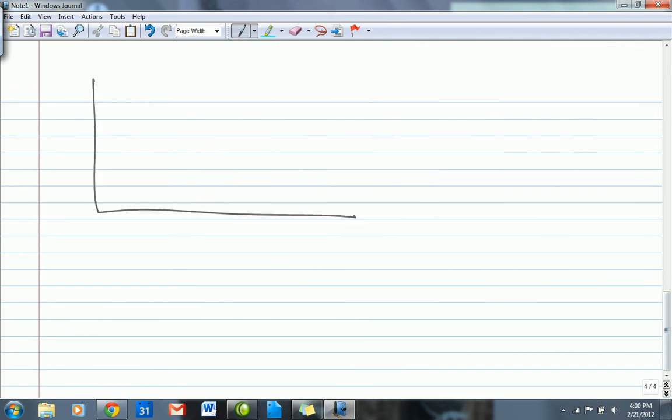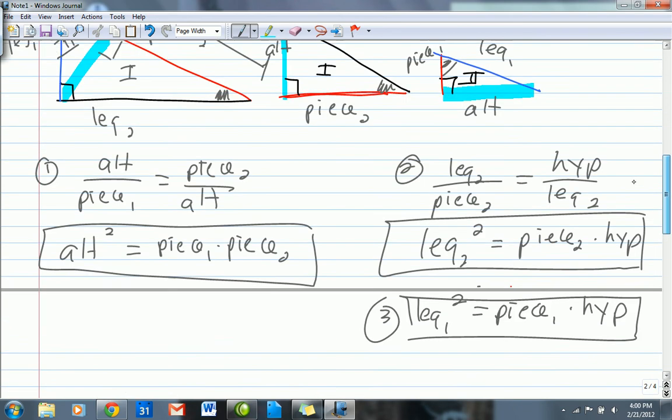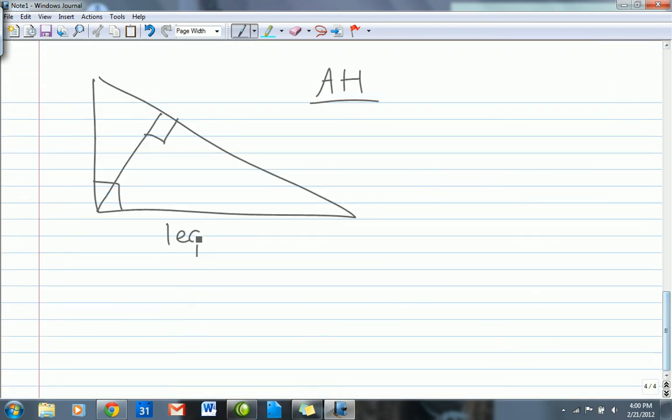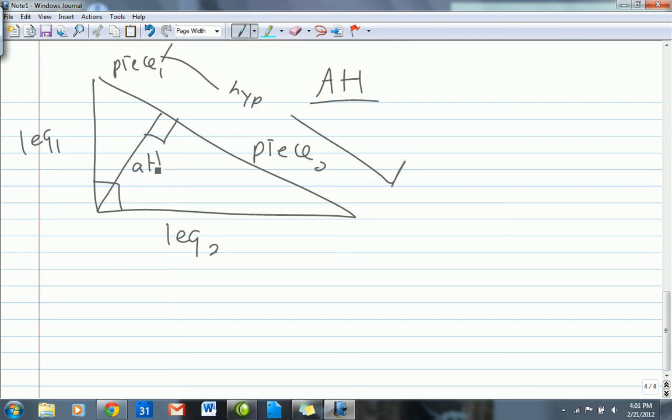Okay, we begin with a right triangle. We bonk an altitude to the hypotenuse. I'm going to call that leg, is it 1 or 2? I guess it doesn't matter, but just to be consistent, I'll call that leg 1, and I attach the piece 1 to leg 1. See how they intersect? And I attach the piece 2 to the leg 2. And of course that whole original is the hypotenuse of the original. And that guy right here is the altitude.